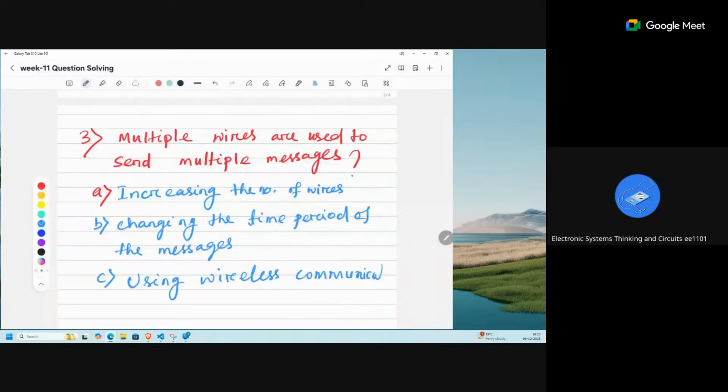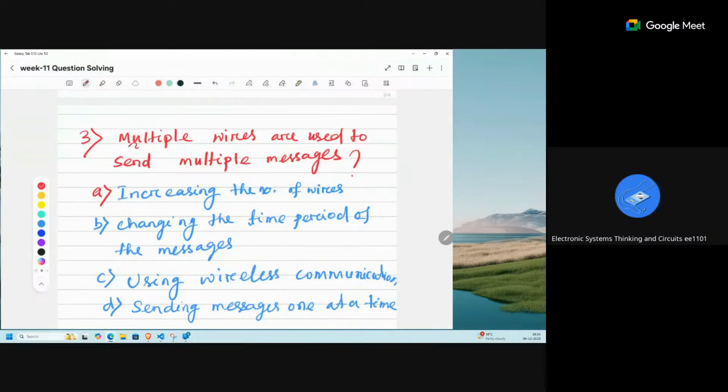And option D, I may say sending messages one at a time. Which option will be correct as per this? Sorry, then what's the question exactly? Multiple wires, I have written here, multiple wires are used to send multiple messages.